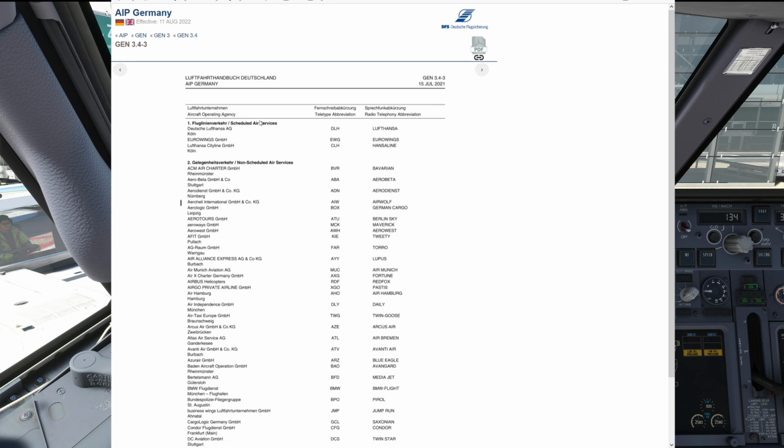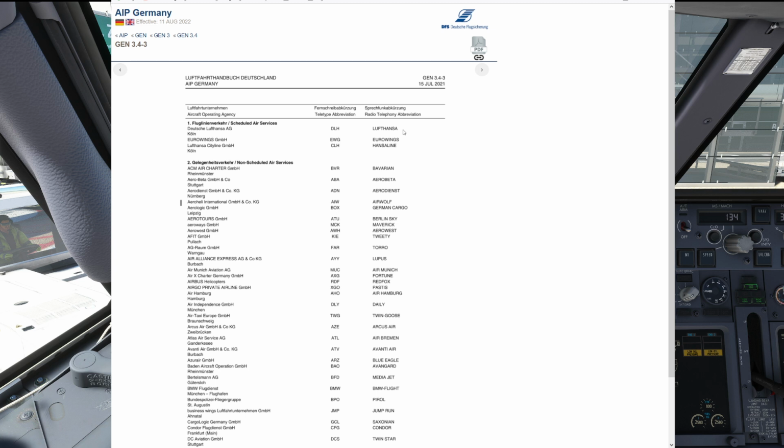For example, scheduled air services available from Germany, including their airline codes, which you can use to log on to the VATSIM network, and the call signs that they are using on the network. So, the call sign you are going to use is not always the name of the airline. If you look at here, for example, we have the Deutsche Lufthansa with the abbreviation Delta Lima Hotel, and they are being called Lufthansa on the radio.